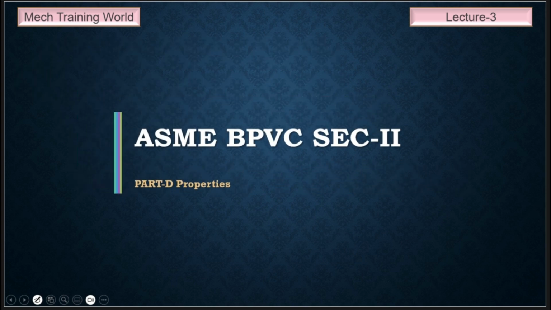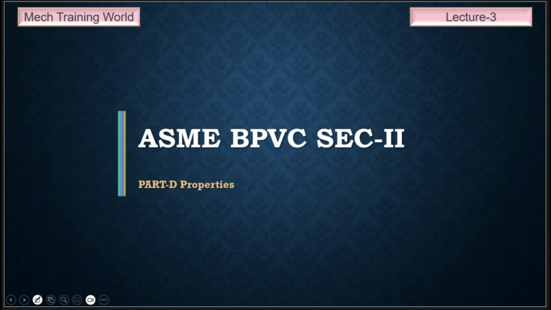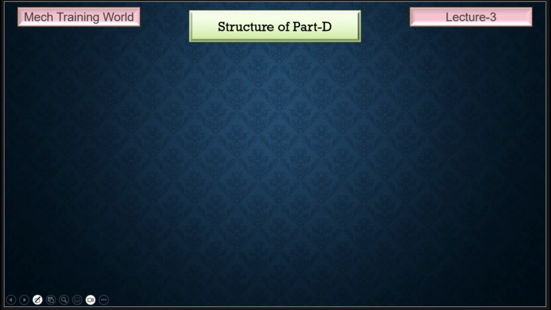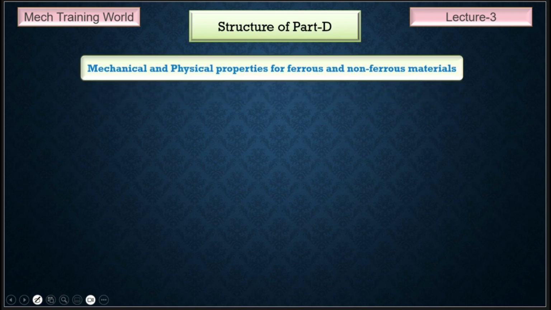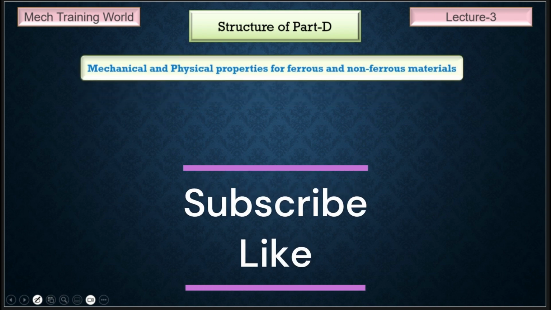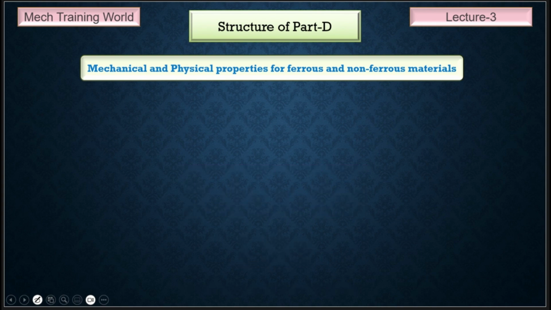Today we will discuss Part D properties. Today we will see the structure of Part D. If you open Part D, you will see mechanical and physical properties for ferrous and non-ferrous materials, which are used in construction of boilers and pressure vessels.